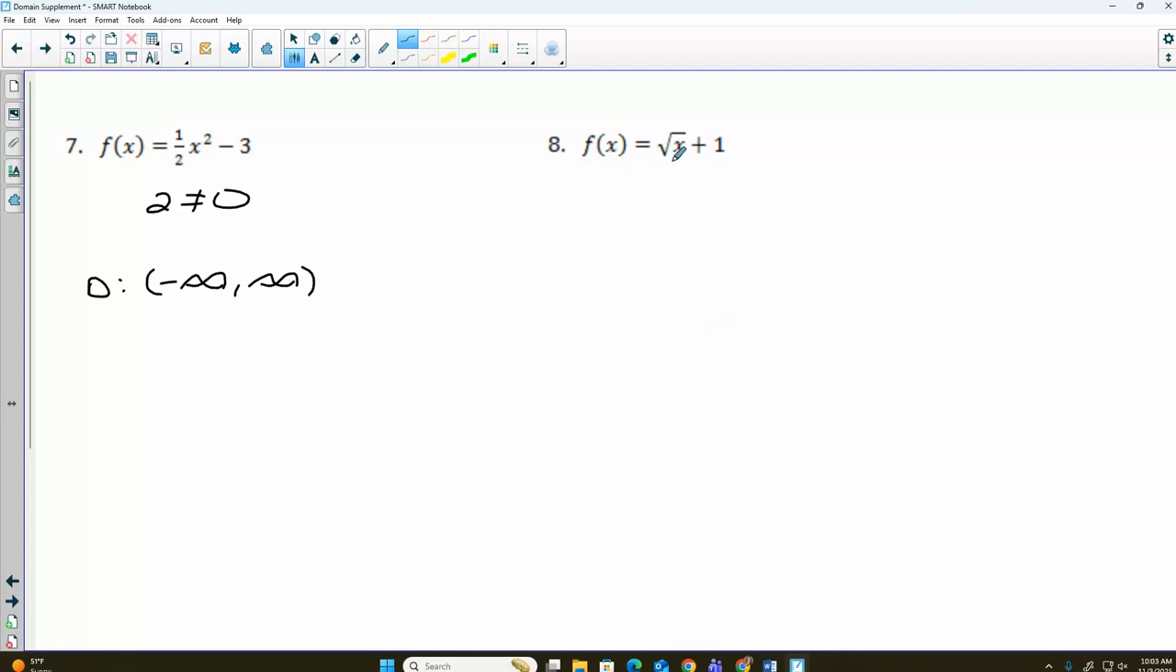All right, number 8, we have a radical. The thing under the radical is just my x. So the radicand, the thing under the radical, has to be greater than or equal to 0. So how do we write that?